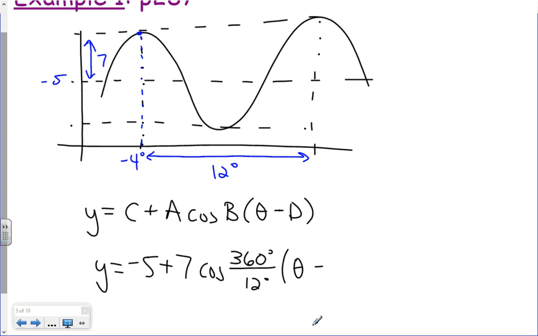And then it's theta minus D. Your phase displacement is a -4 here. I'm going to go ahead and write it that way, but if you want to change that to addition, you can do so. There is our equation of this sinusoid. So now, let's grab our calculator and sketch this.